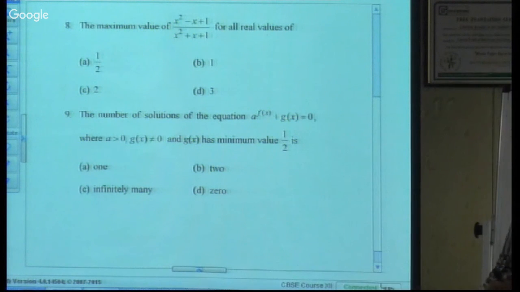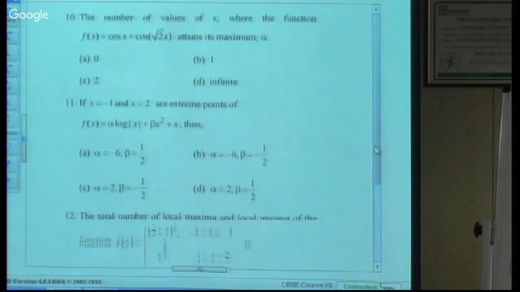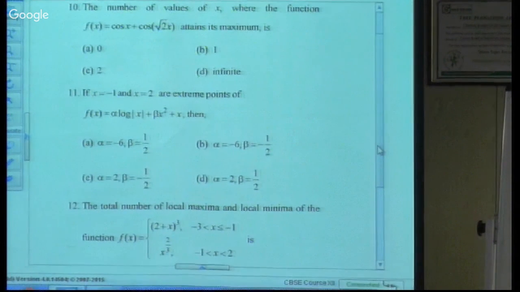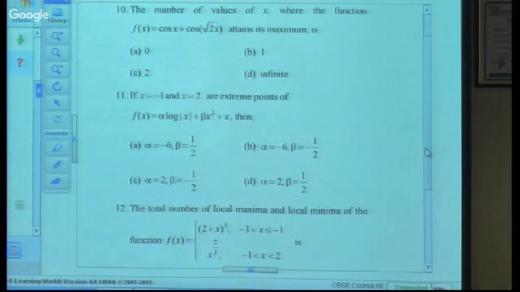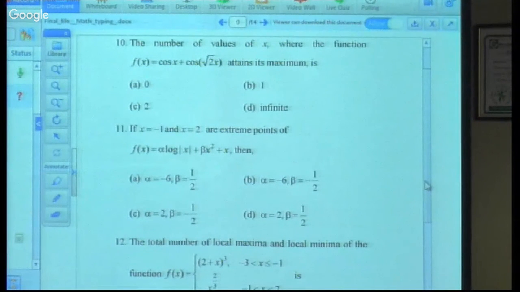Now, next question. See this question 10. The number of values of x where the function f(x) is equal to cos x plus cos of root 2 x attains its maxima. What maximum value will this function take and at what point will it take it? This is the sum of two cos functions. One of them is cos x, the other is cos of root 2 x. What is the maximum value of this function?